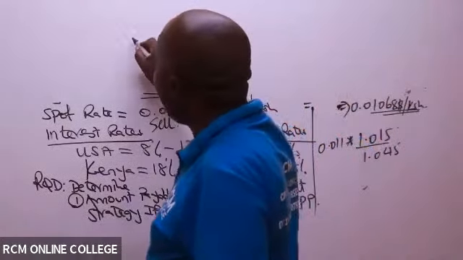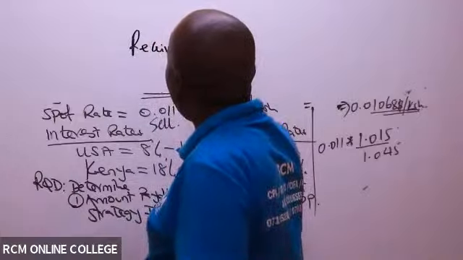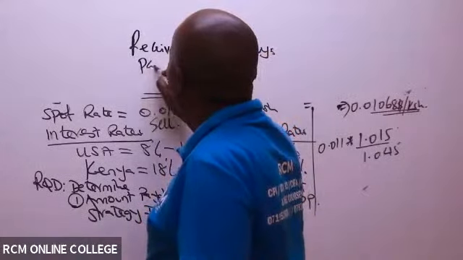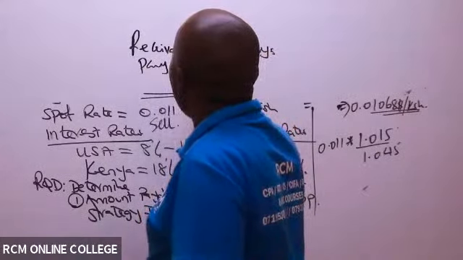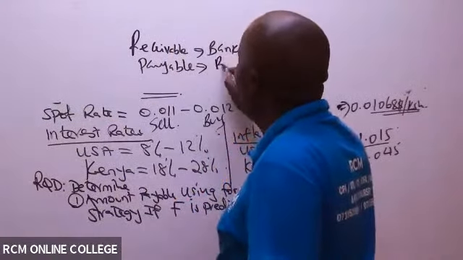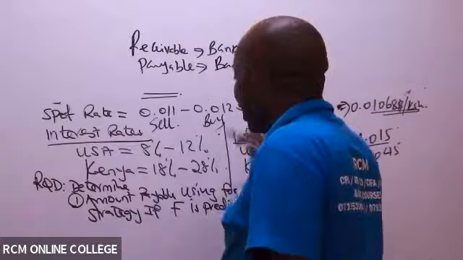So whenever you see a receivable, always know that the bank buys. And then we have a table like when Mushomba is bringing a vehicle, she'll be required to pay. So payable, the bank does what here? The bank sells.